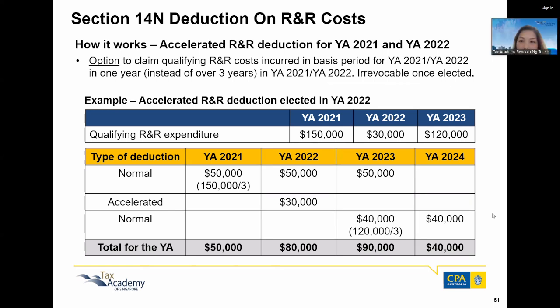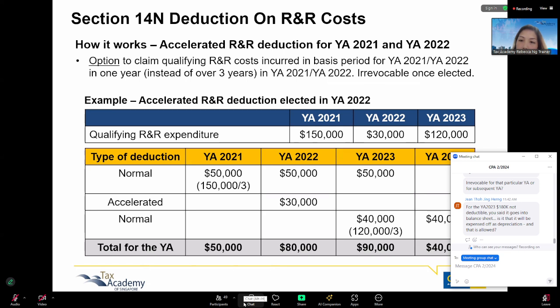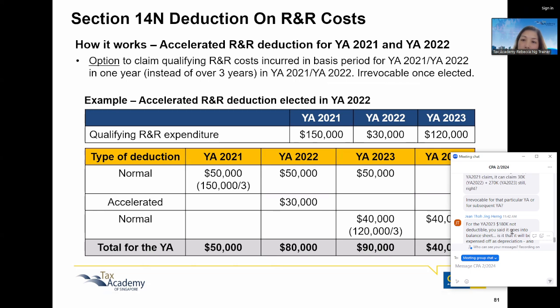Is there any other question? Okay, Jean has a question. For the 3-year block in the YA 2021 to 2023, assuming it skipped the YA 2021 claim, it can claim 270K. Okay, so assuming YA 2021 is the first year and the company hasn't claimed anything before, and it didn't claim YA 2021, the 3-year block will be 2022 to 2024.